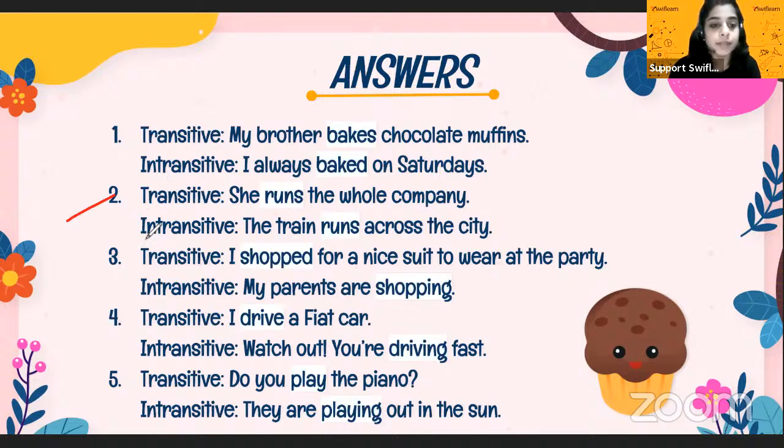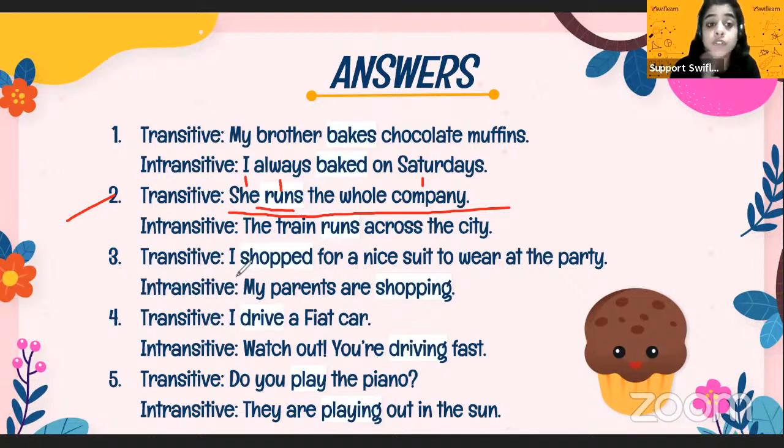Now, second one. She runs the whole company. She, subject; runs, verb; company, object. What is she running? She is running a company. So here I have an object. That's why runs is transitive.